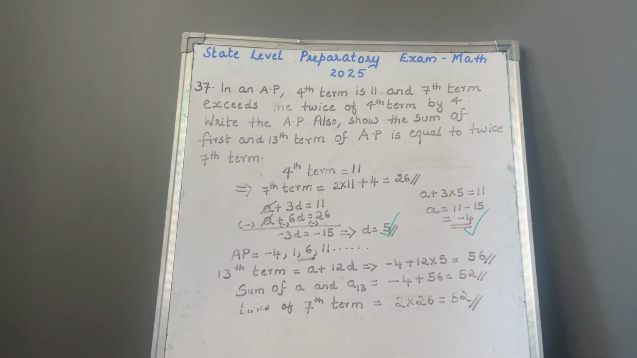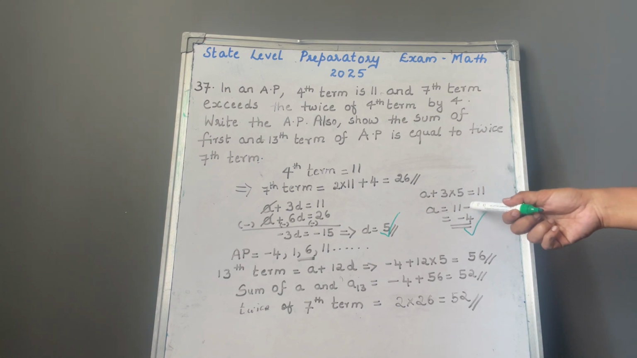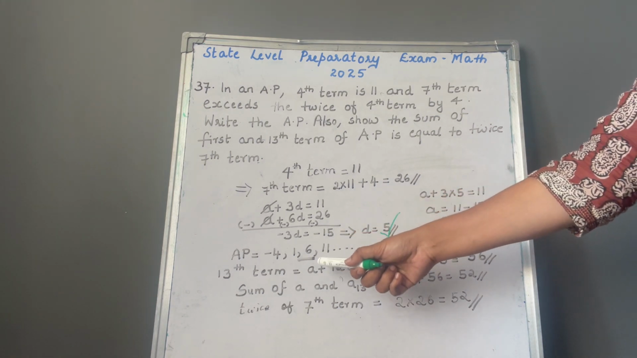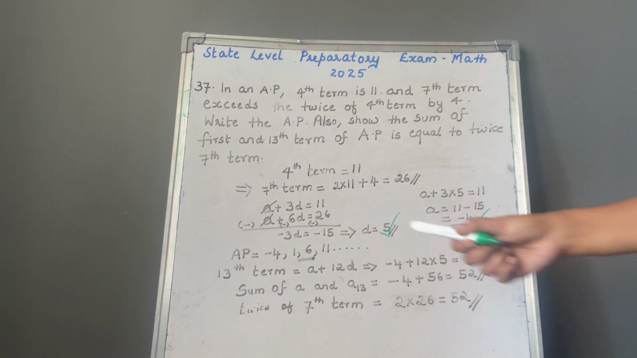Now we move on to the AP. So the AP is minus 4. The next term will be minus 4 plus 5, which is 1. 1 plus 5 is 6, and 6 plus 5 is 11.